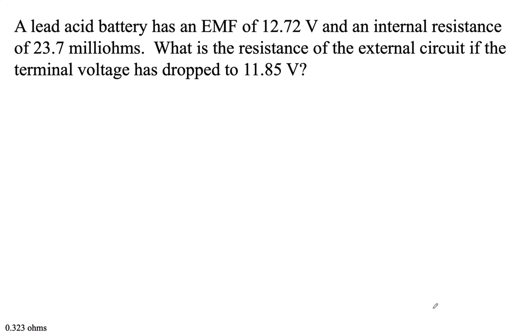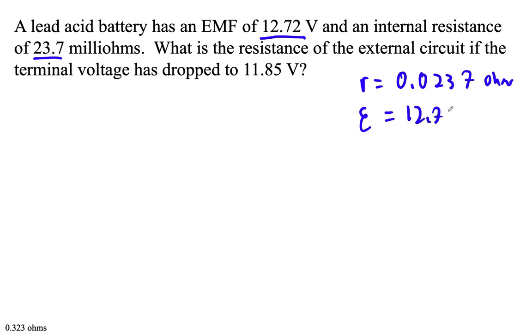Alrighty. Let's take a look at this. A lead-acid battery has an EMF of, this is a fully charged one, right? Internal resistance of about 23.7 milliohms, so our little r is 0.0237 ohms. If we made that into milliohms, we go 1, 2, 3. So that's our little r. And then our EMF is equal to 12.72.